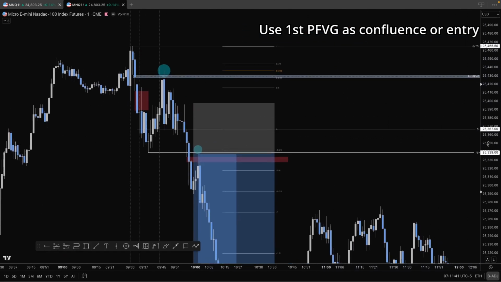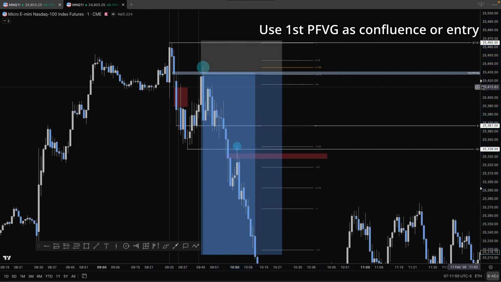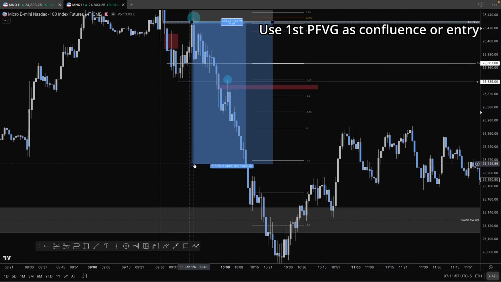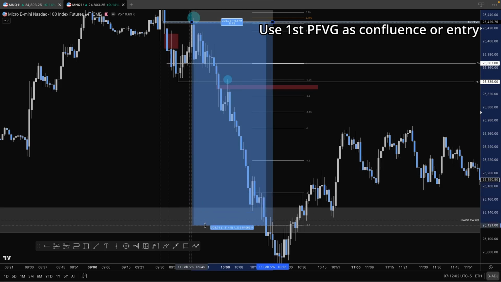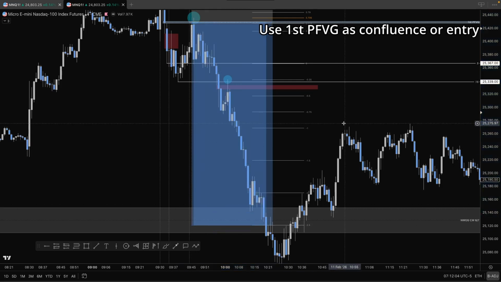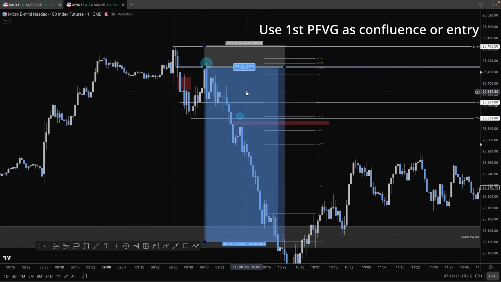And as you can see, we not only reacted from the OTE, but also from that first presented gap. So you even could have theoretically traded something like that with targeting that minus 2.5, and you see we are at 8 RR, which is, I would say, pretty good.